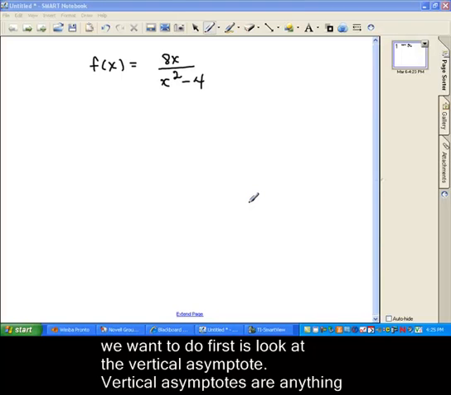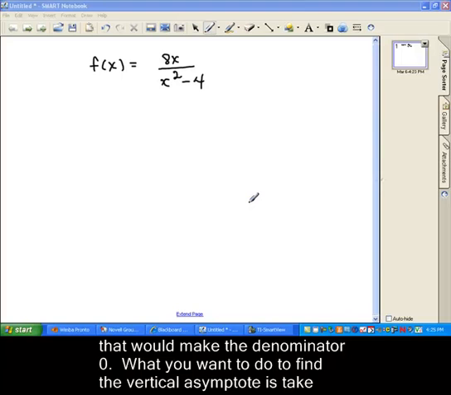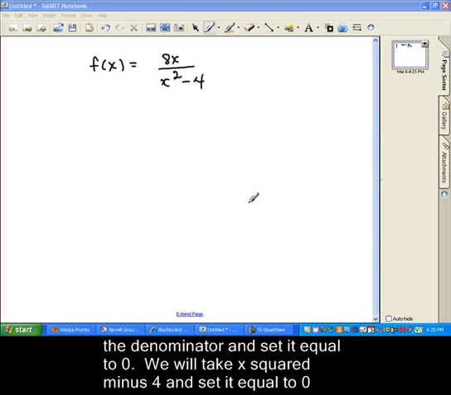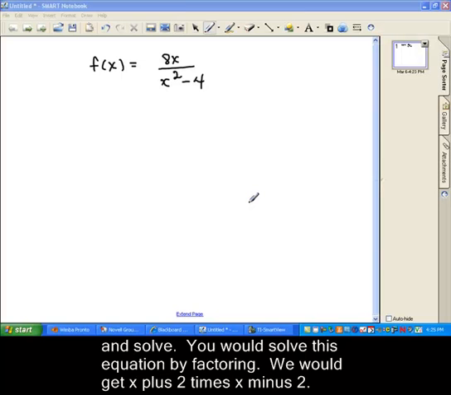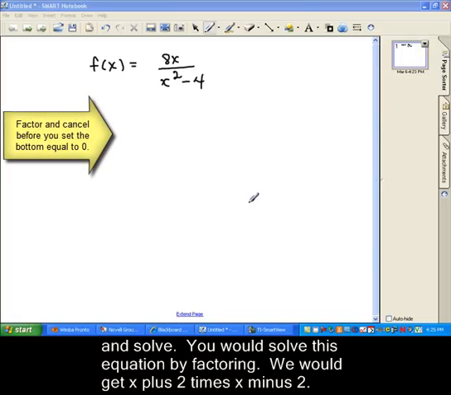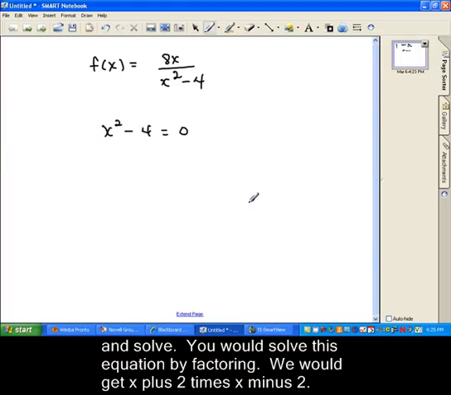The vertical asymptotes are anything that would make the denominator 0. So what you want to do to find the vertical asymptote is take the denominator, set it equal to 0, and solve in any of the ways that you know. So what we will do is take x squared minus 4, set it equal to 0, and we will solve. You would solve this equation by factoring.